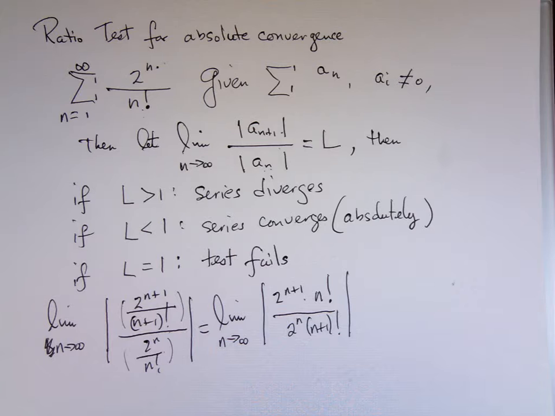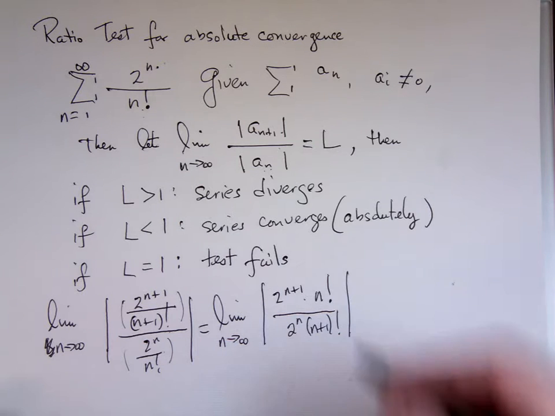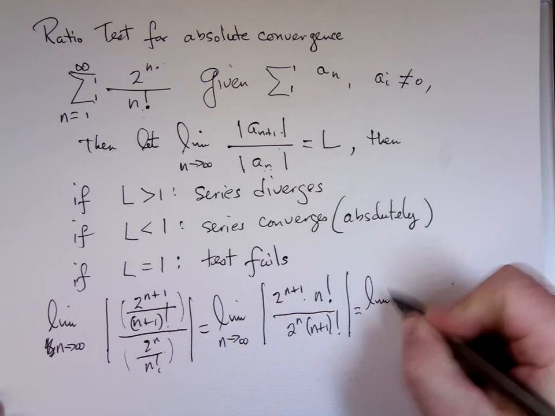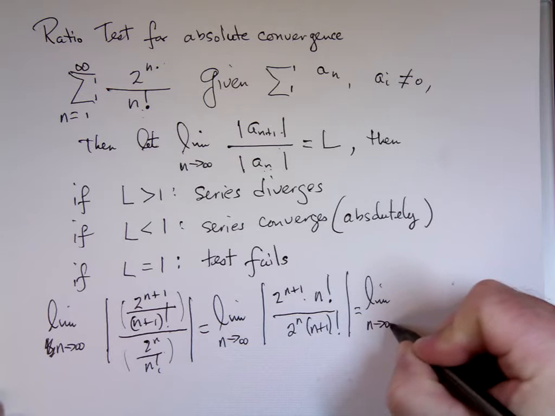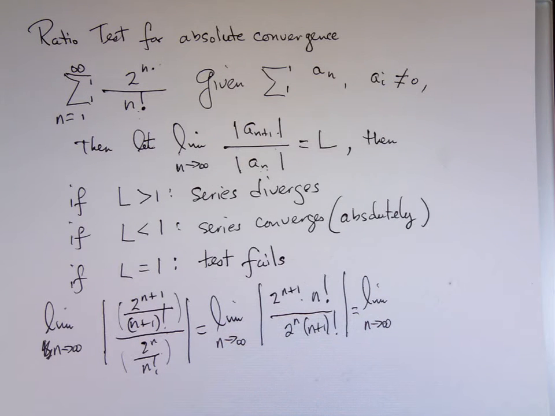All right, now we're going to have to simplify. Let's simplify. Well, what happens to 2 to the n plus 1 over 2 to the n? How does that simplify?